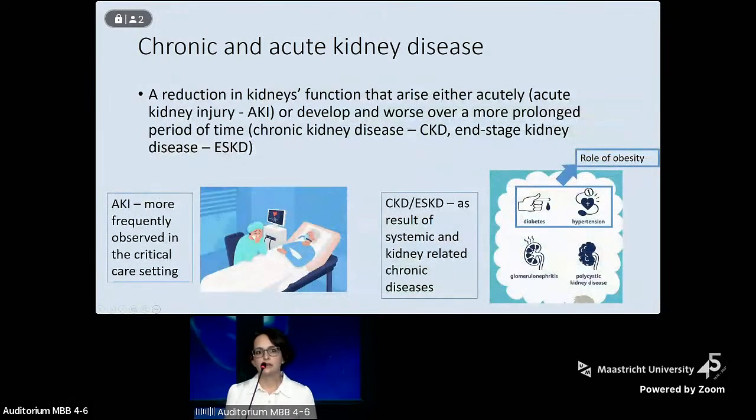When there is a reduction in kidney function, we have kidney disease. It can arise either acutely, and it's called acute kidney injury, or develop and worsen over a more prolonged period of time. In this case, it's called chronic kidney disease and can lead to end-stage kidney disease. Acute kidney injury is more frequently observed in the critical care setting, while CKD, chronic kidney disease, is a result of systemic and kidney-related chronic diseases. As systemic diseases, the most important ones responsible for chronic kidney disease are diabetes and hypertension.